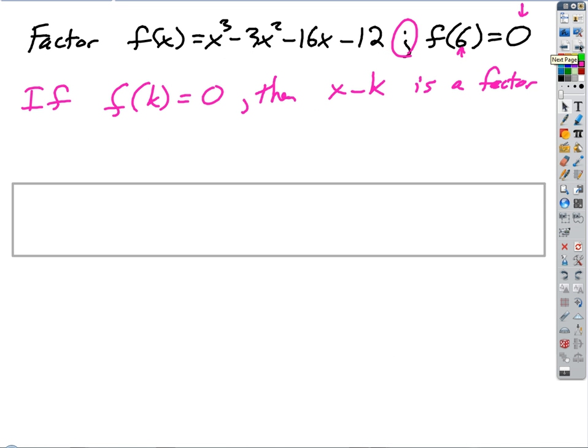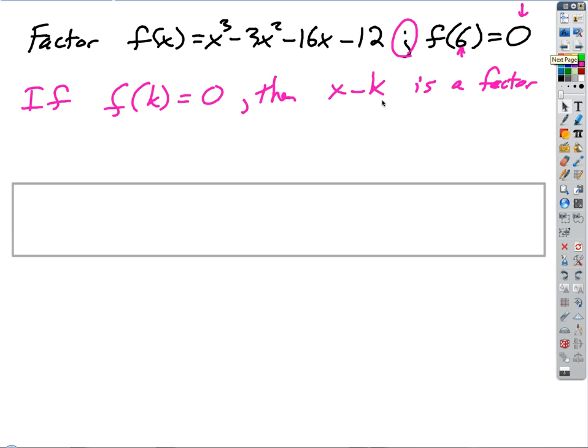This time, what factor are we being given? If we're told that f of 6 equals 0, what's the factor we're being given? Well, here's the rule. If f of k equals 0, so k is some number that's a 0 of our function, like 6, then x minus that number is the factor that goes with it. There's always that relationship. If we know a 0, we know a factor, and vice versa. Okay? So what's the factor this time? It's x minus 6. That's it, right?